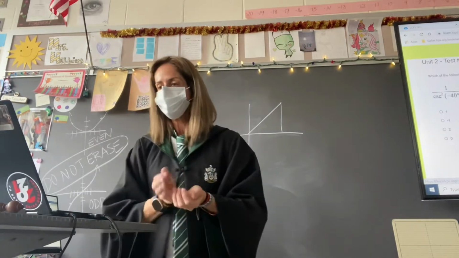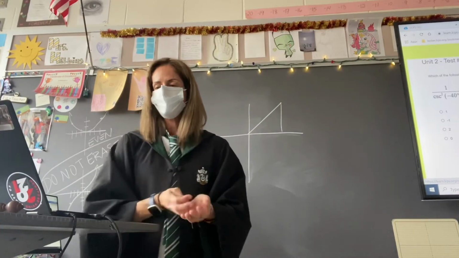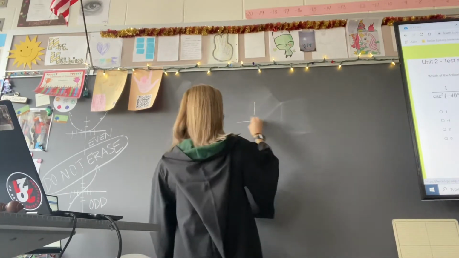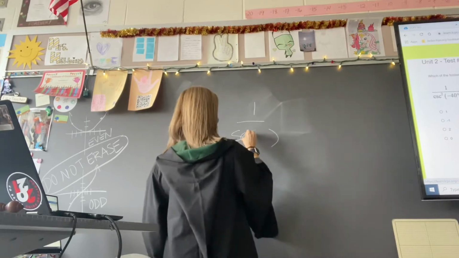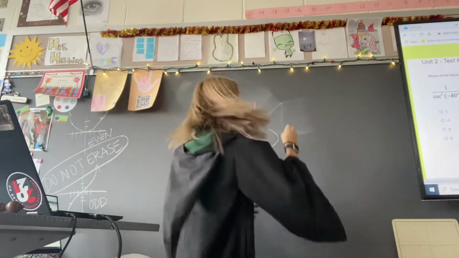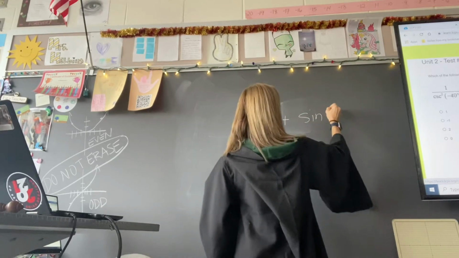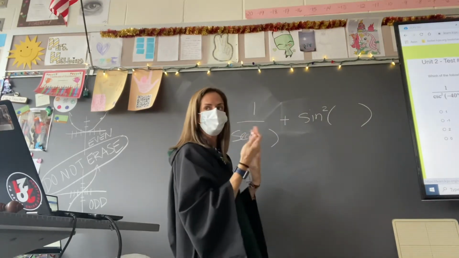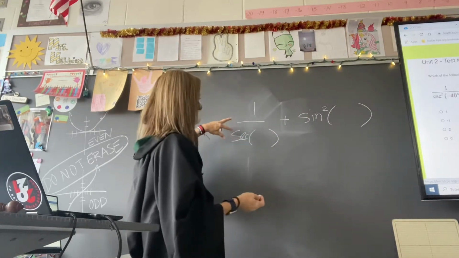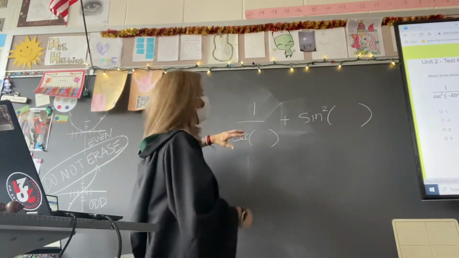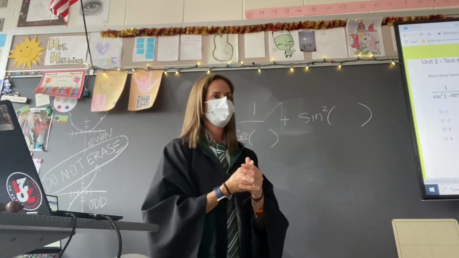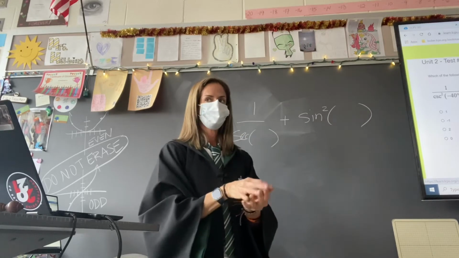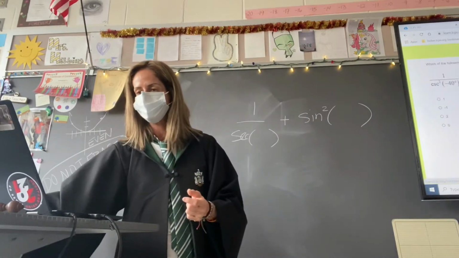Okay, this is the one we had trouble with on the first test. Let me make up something. Let's say you have 1 over the secant of some angle, plus sine squared of some other angle. You're not going to add those angles. You can't do anything with this until you first figure out what this is using reciprocals. You have to make the angles the same. Then you can add those terms together. Okay. Do not add the angles.